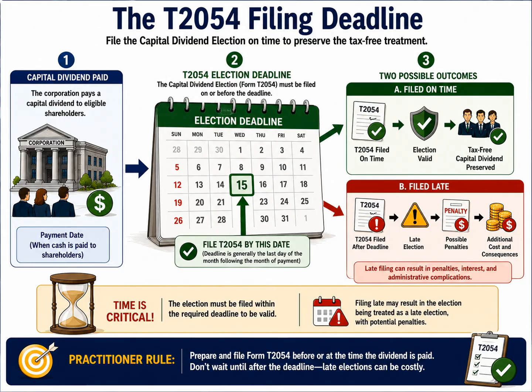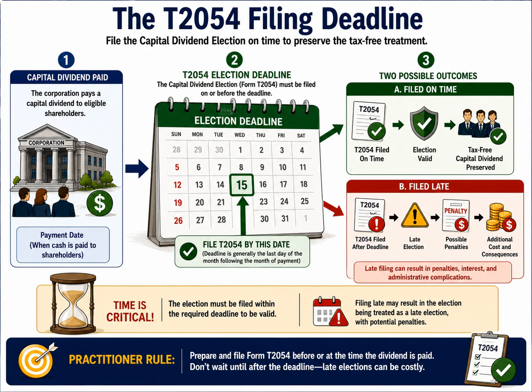Let's follow the sequence shown on this slide. The process begins when the corporation pays a capital dividend to its eligible shareholders. This is the payment date. The funds are distributed, and the corporation has now completed the actual dividend payment. However, the compliance process is not finished. The corporation must also ensure that Form T2054 is filed within the required deadline.